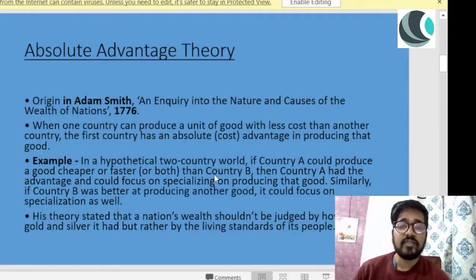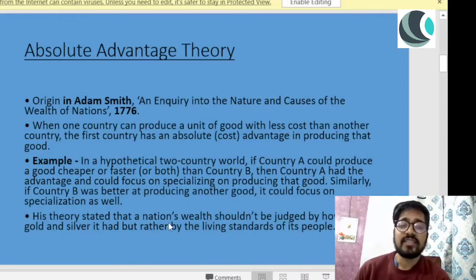If you have an advantage of climate or any other thing, then you have absolute advantage over the other country in producing that particular good, right? Similarly, if country B was better at producing another good, it could focus on specialization as well. Let's say if India can produce coffee best in the world, cheaper and faster than any other country, then India should focus on specialization of coffee. I'm just giving a hypothetical example. So this will give you an absolute advantage.